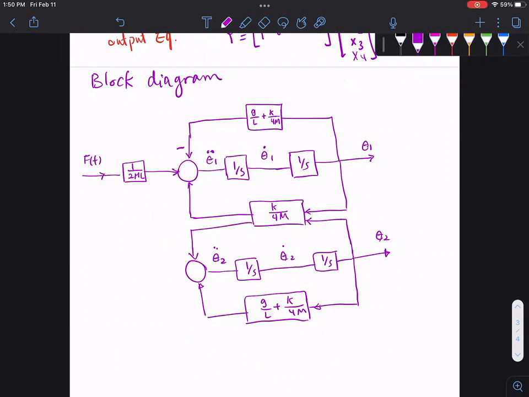A lot of the time, for example in Simulink, you can add a mux, which is a block that puts these two together. So basically you have a vector of theta 1, theta 2 that you're looking at. This is still displacement. That part is not needed, just for your information, but that's how the block diagram looks.